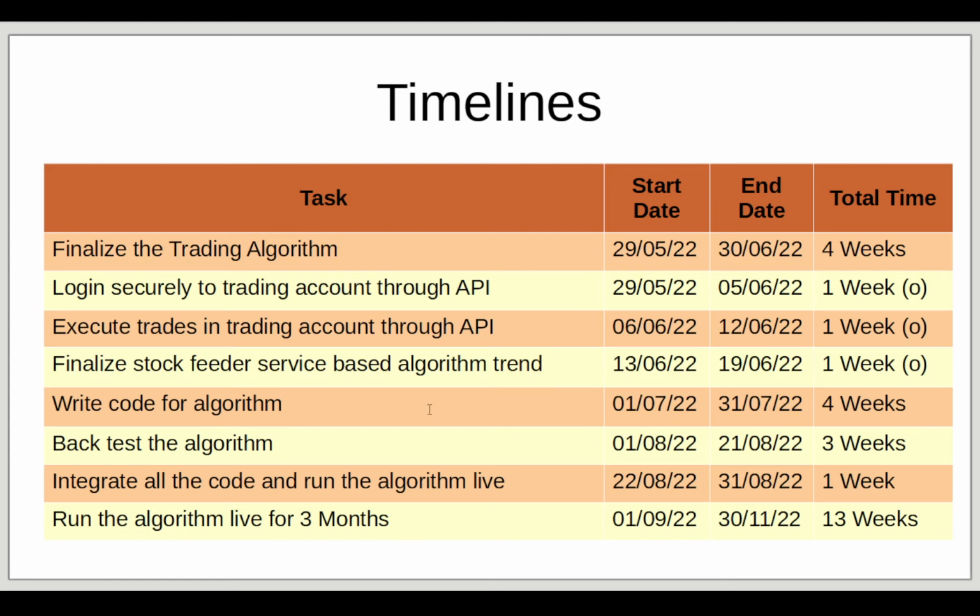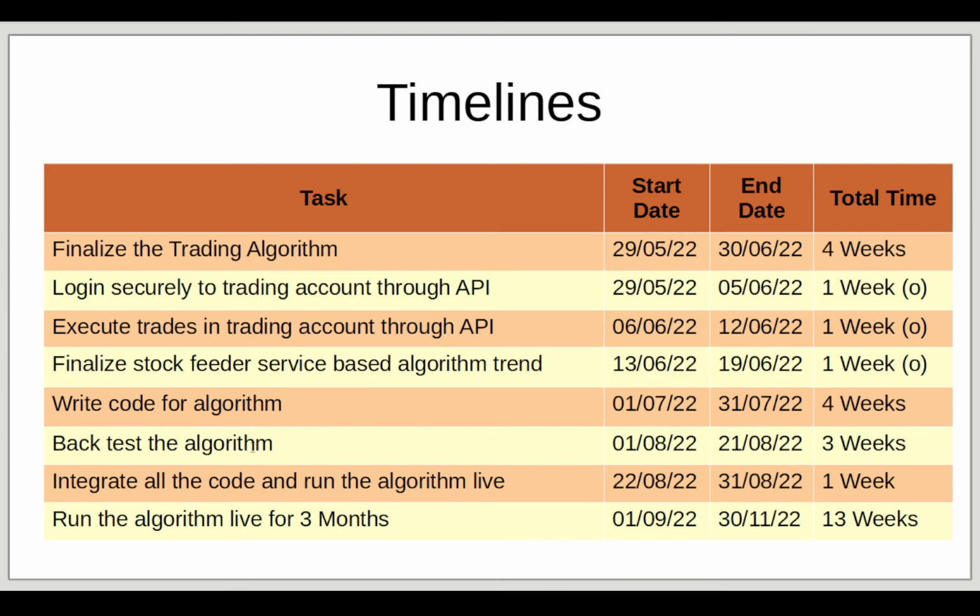And then I will give one more month, that's 4 weeks, for writing the code for the algorithm. Now I have all the basic things that I needed, and now I have to write the code. This is the execution phase. I'll give 4 weeks for that. Hopefully I can do it in 4 weeks, and then 3 more weeks for back testing the algorithm.